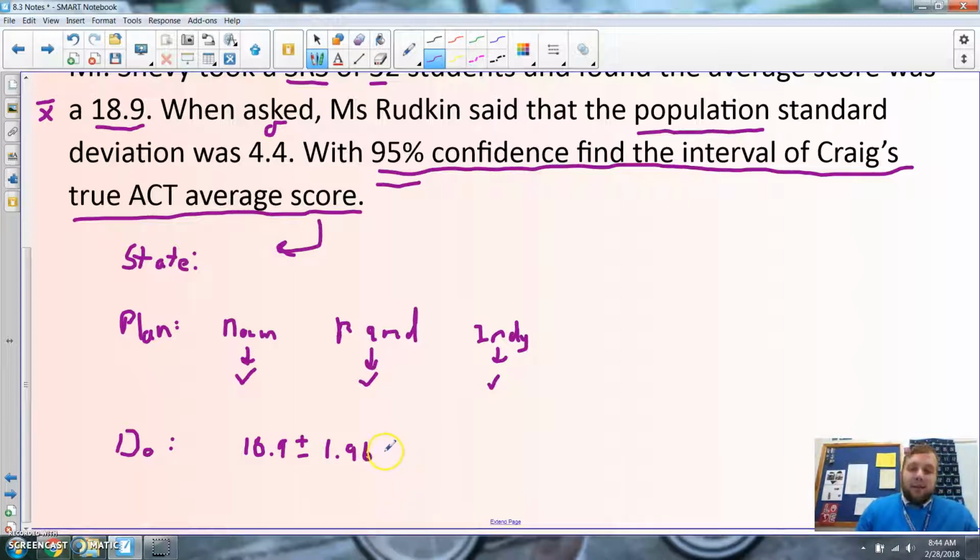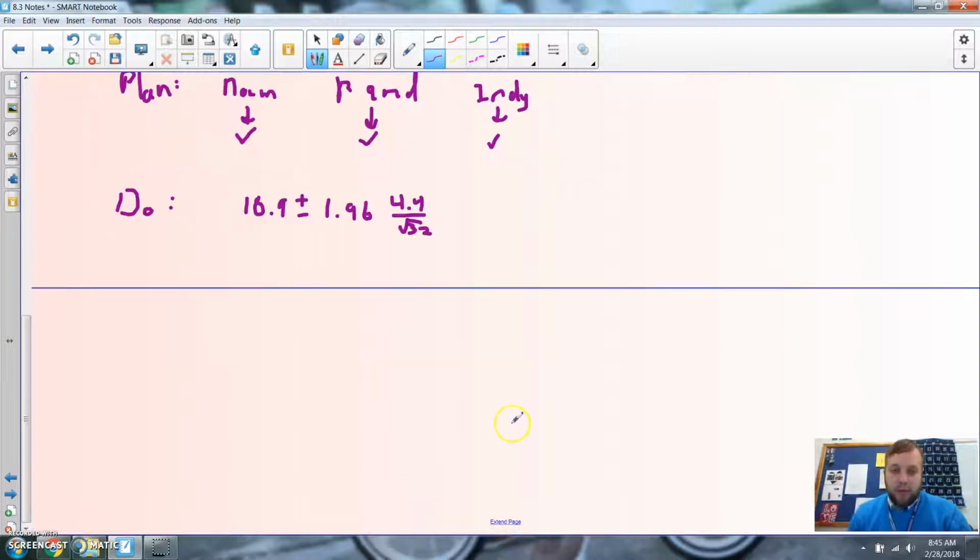Times my standard deviation. And the standard deviation, obviously, since I sampled 32, is going to be smaller than a standard deviation of just one. So it's going to be 4.4 divided by the square root of 32. That doesn't look like a 3. There we go. That kind of looks like a 32. All right. You guys cool with that?